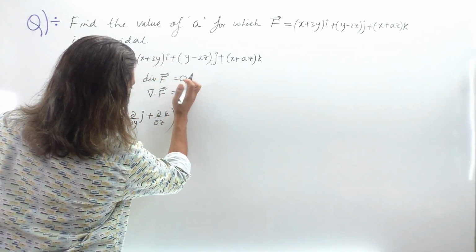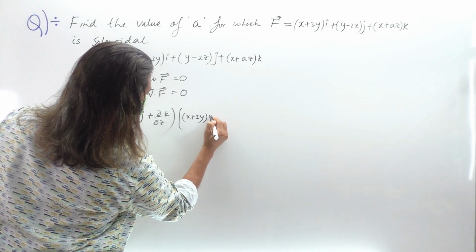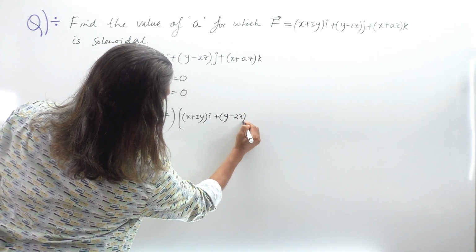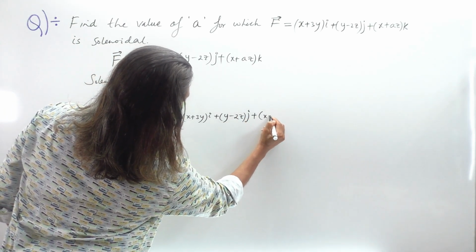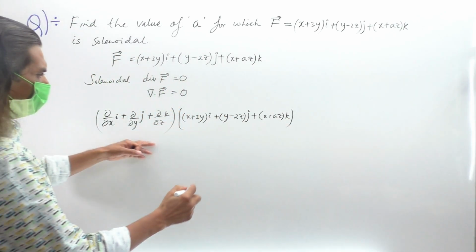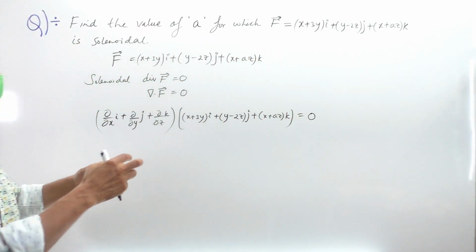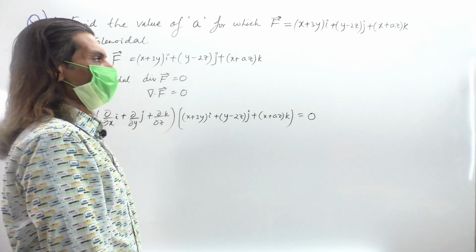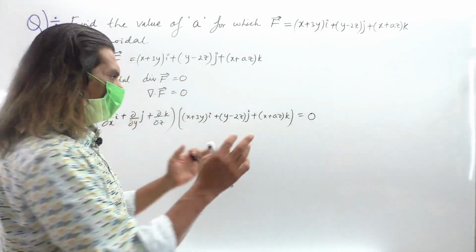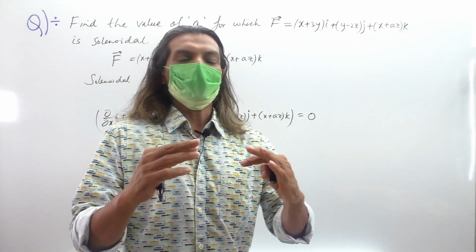What is f? It is (x plus 3y) i plus (y minus 2z) j plus (x plus az) k. That is equal to 0. So solve it and find the value of a for which it makes 0, according to the divergence condition. Now as I told you, when two vectors multiply, i and i will go to 1, j to j, k to k.